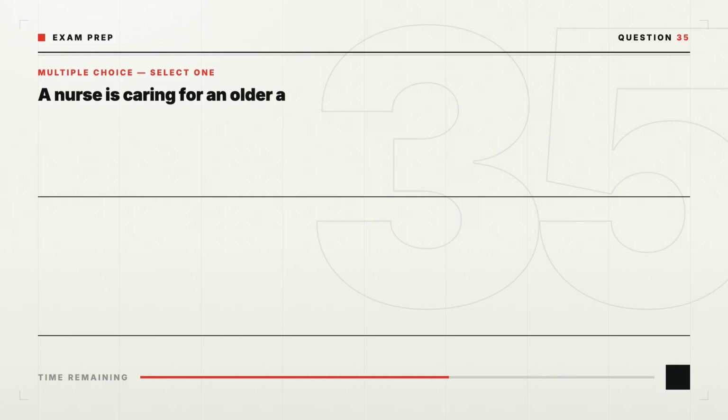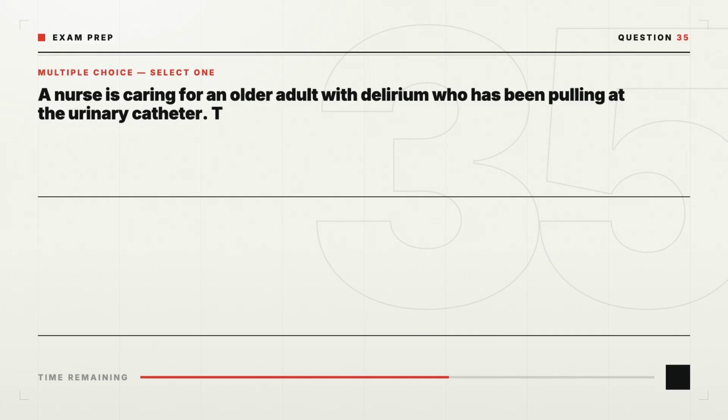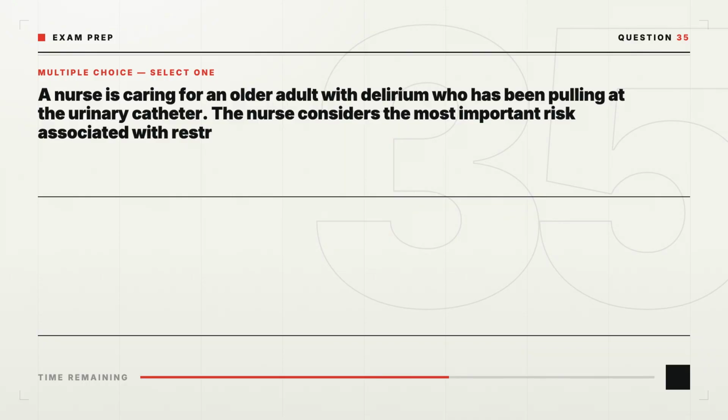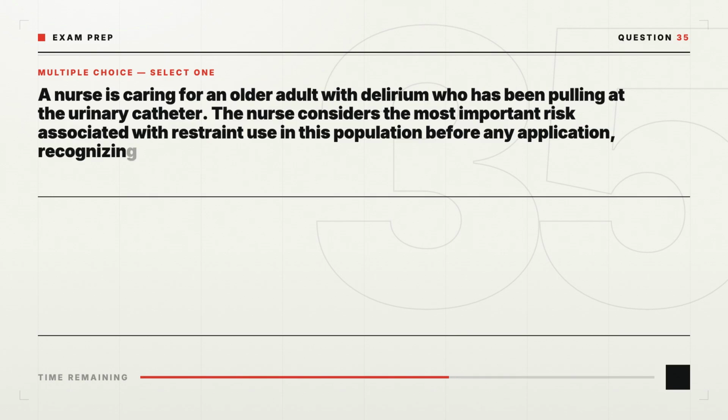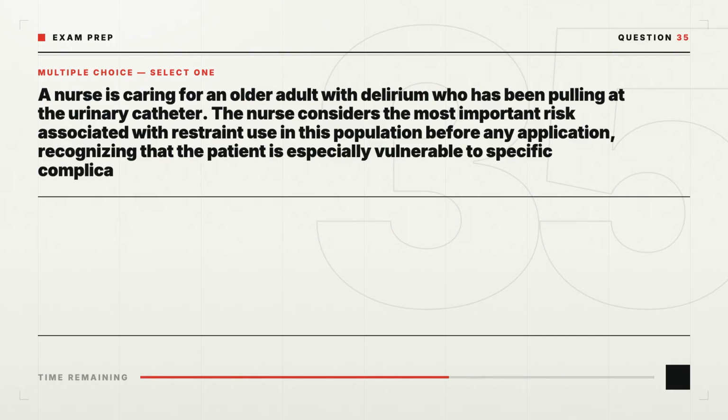Question 35. A nurse is caring for an older adult with delirium who has been pulling at the urinary catheter. The nurse considers the most important risk associated with restraint use in this population before any application, recognizing that the patient is especially vulnerable to specific complications during restraint.